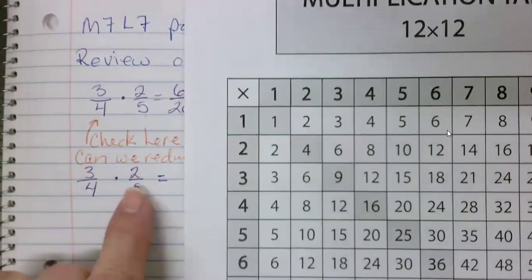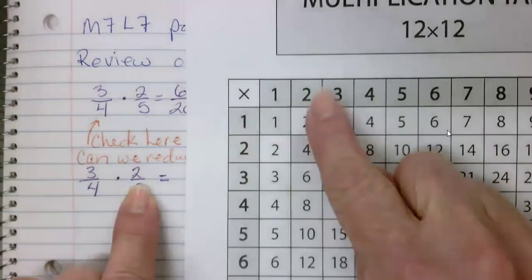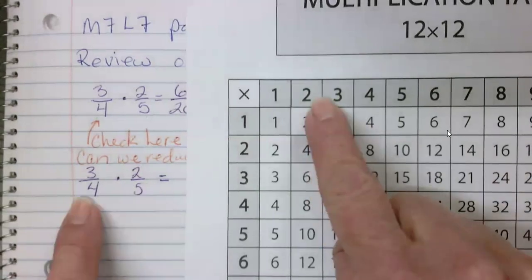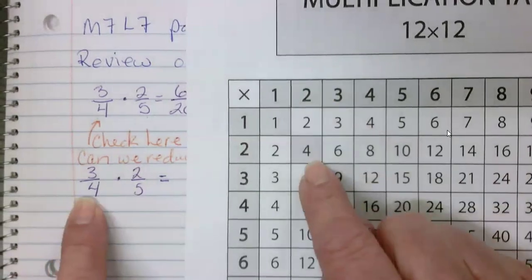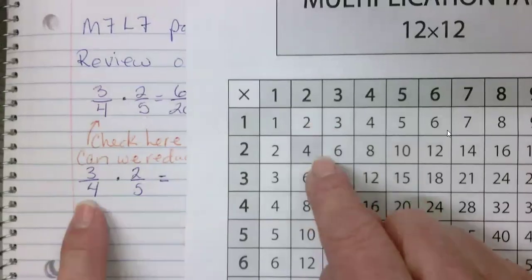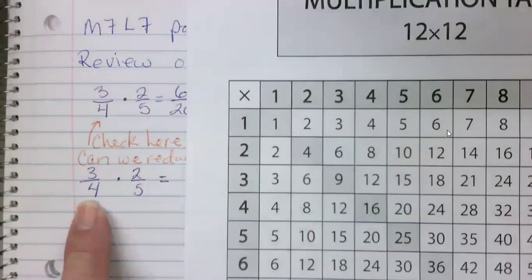So then I go look at the 2. I look at the 2. Do I have a 5? I do not have a 5. I look at the 2. Do I have a 4? Yes. So that means that I can reduce. Since I have a 2 and I have a 4 and they're in the same column, I can reduce.